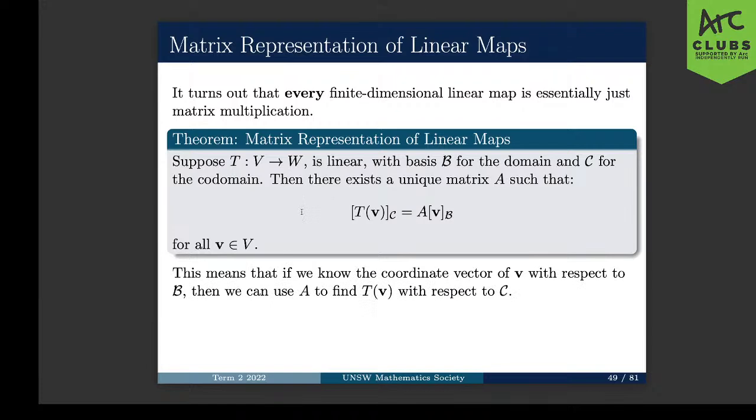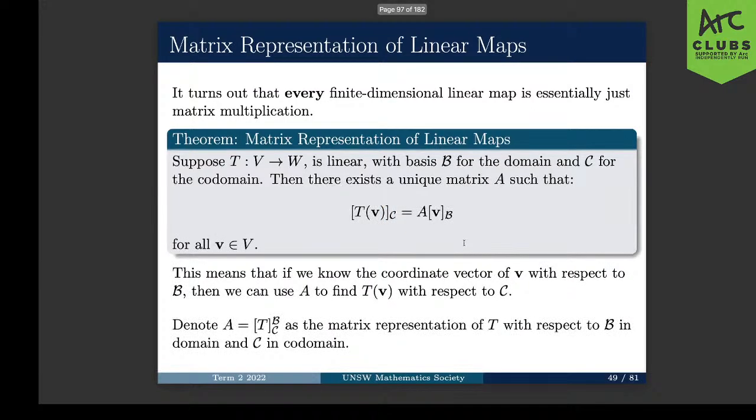So essentially A is just a way of going from the coordinate vector of v with respect to B to T(v) with respect to C. And just for notation, we're going to denote this A by T with B on top, C on the bottom, as the matrix representative of T for the basis B in the domain, C in the codomain. Very important to remember, the basis for the domain is always at the top, and the basis for the codomain is always at the bottom.